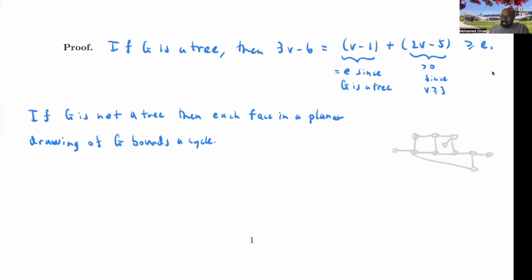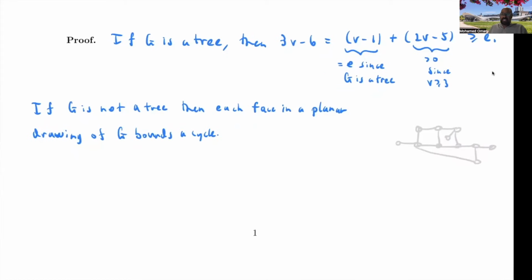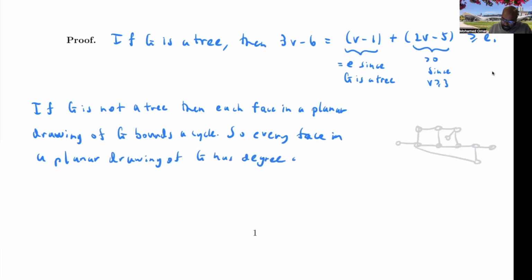Okay, what that means then is that the degree of each face is at least the number of edges in a cycle. And cycles always have three edges in them at least, right? So we have a bound on the degrees of the faces. So every face in a planar drawing of G has degree at least three.